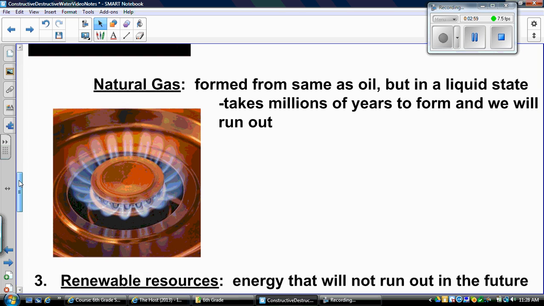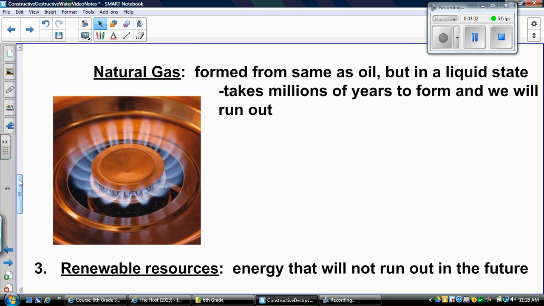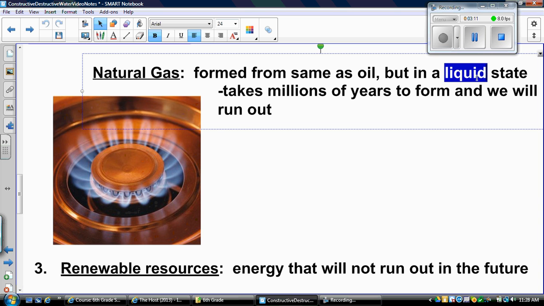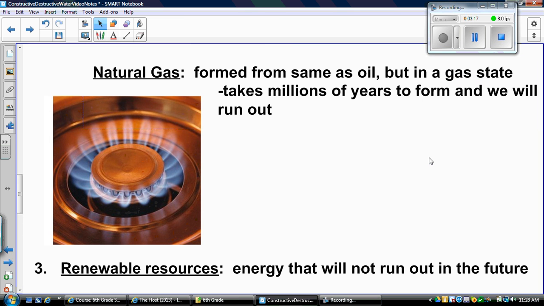And then the last fossil fuel is natural gas. It's formed the same way as oil, but instead of a liquid, I'm sorry, that's not liquid state, it should be a gas state. But instead of oil's a liquid, this is when the marine organisms have been compressed so much that it's actually in a gas instead of a liquid state. So natural gas is the same thing as oil, except it's in a gas state of matter instead of a liquid. It takes millions of years to form, and we will run out of all of these.